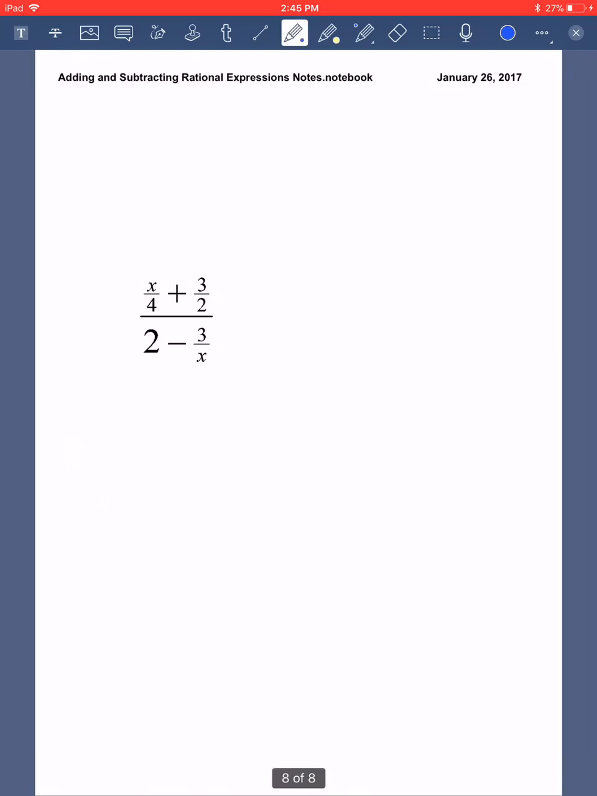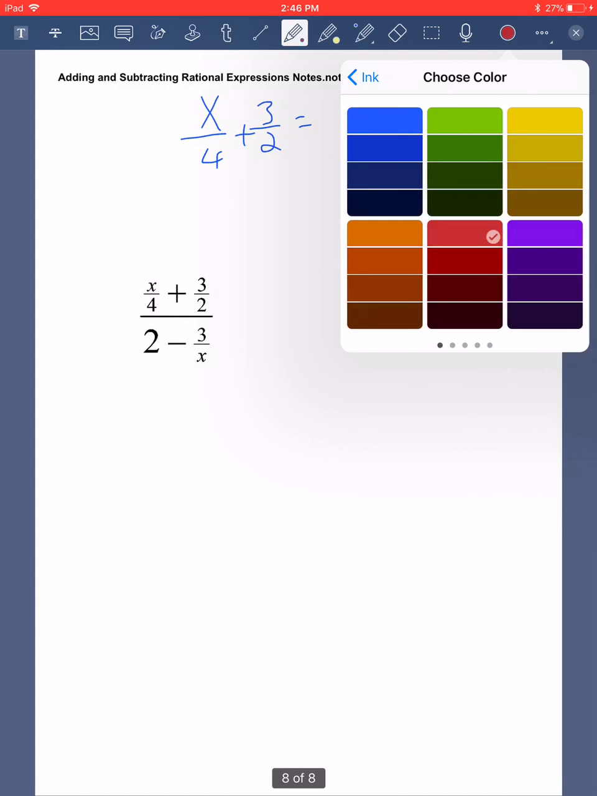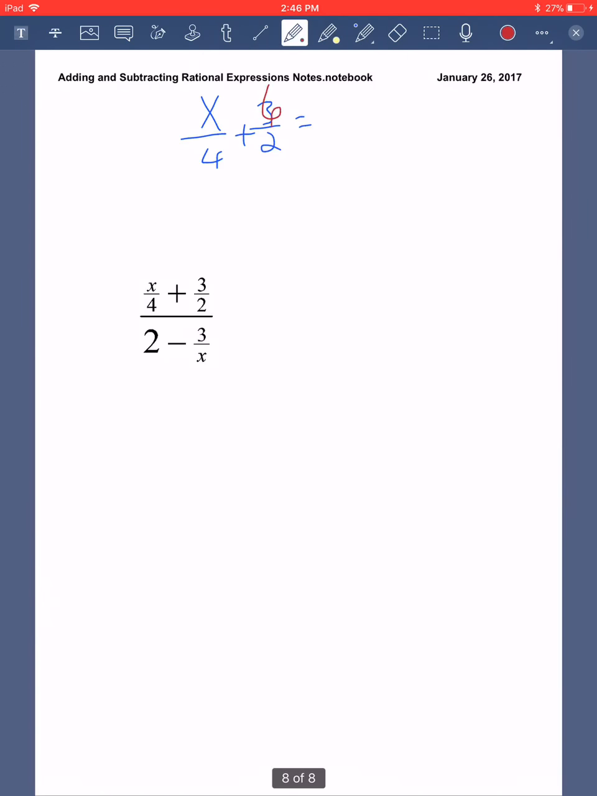And last example that looks really, really difficult, but it's not that bad. I've got x over 4 plus 3 over 2, over 2 minus 3 over x. Take it one step at a time. So first deal with x over 4 plus 3 over 2. To add those together, I have to get a common denominator. I've got a denominator of 4 and a denominator of 2, so a good common denominator is 4. So I'm going to make 3 over 2 turn into 6 over 4. So this is x plus 6 over 4.